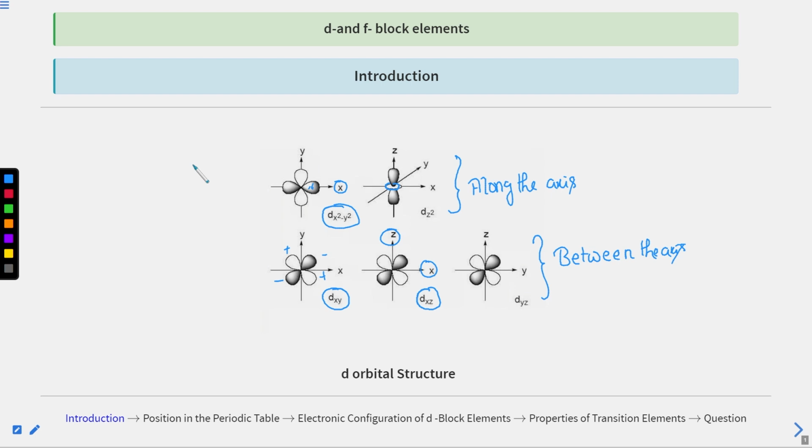So this is the important point. We will see this point. You must have seen this point in case of TBP, that for TBP, the dz² orbital is involved. Okay, so you know the hybridization of TBP.